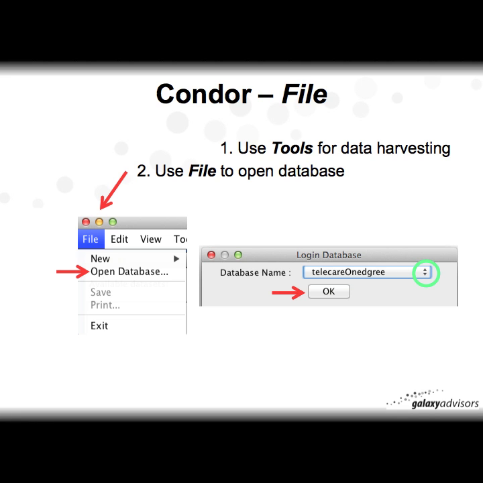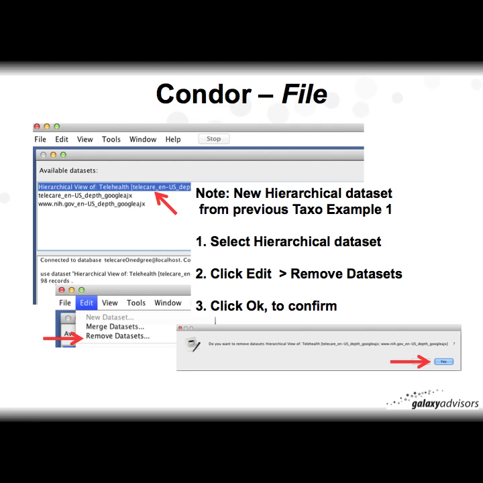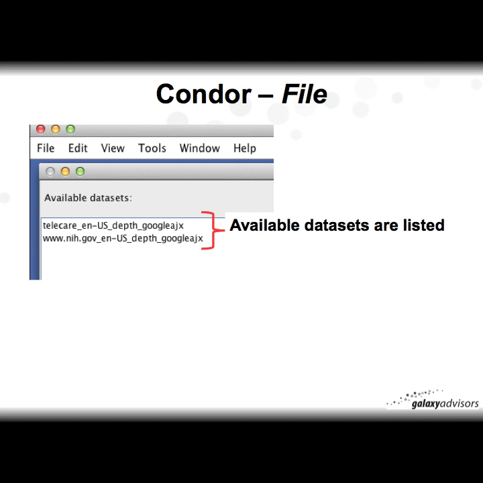And now we're going to visualize that hierarchy. So we're going to click on File, Open Database, go back to the Telecare 1 degree, and click OK. You're going to see the hierarchical view. Now this is from the previous example 1, so what I'm going to do is remove it. I'm just going to select it, click on the menu Edit and click Remove Data Sets. A message is going to come back and ask if you're sure you want to do this, and click OK. And now we just have 2 data sets available.